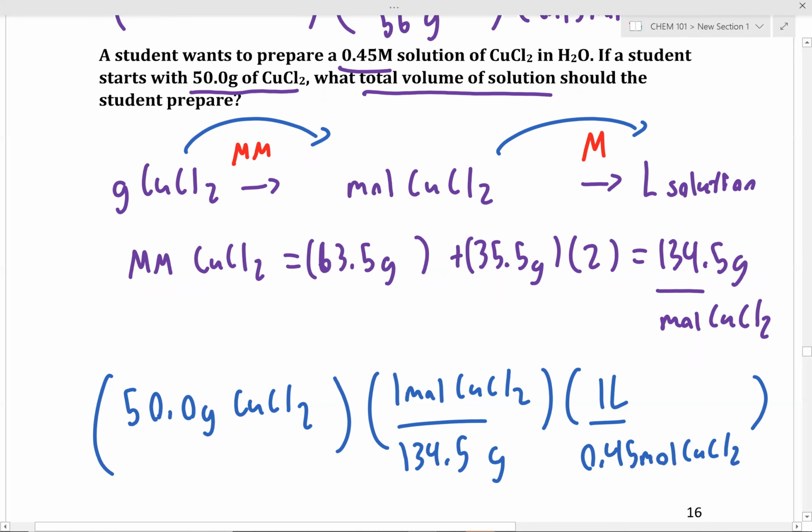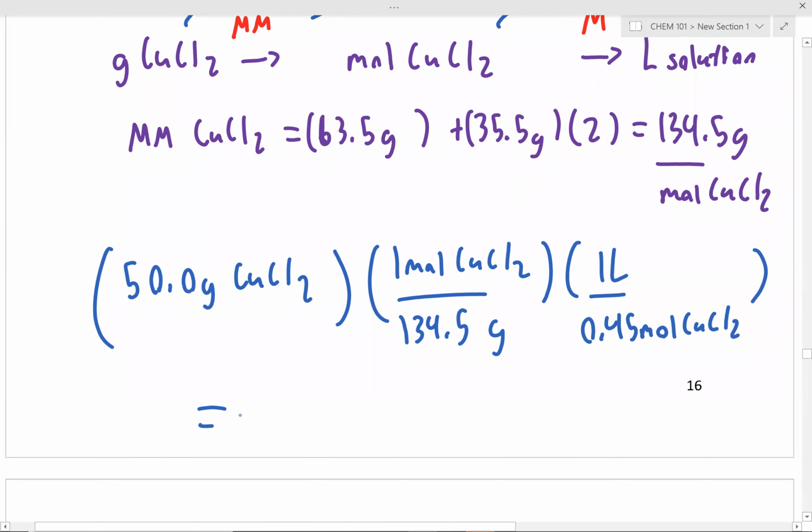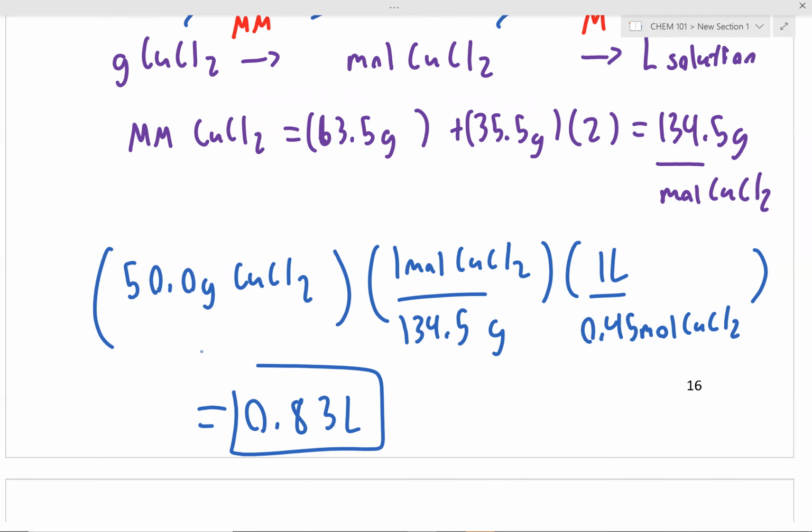Okay, perfect. Now all we have to do is punch it into our calculator. We have 50.0 divided by 134.5 divided by 0.45, and that in turn gives us 0.83 liters. Why do we round to 2 sig figs? Our molarity has how many sig figs? 2. Exactly.